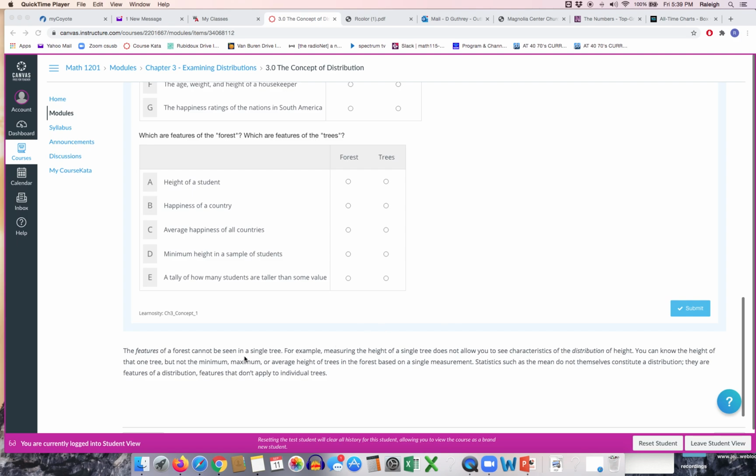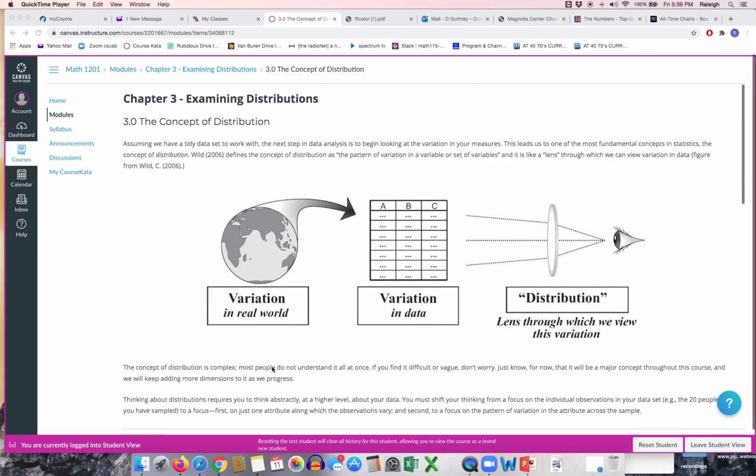So anyway, the features of a forest can't be seen in a single tree. But when you get to a forest, there are several values put together. That's a whole different thing. You could check it out once you get enough measurements. But statistics such as the mean do not themselves constitute a distribution. That isn't really enough. They're features of a distribution, and individual trees would not be susceptible to that. An average would only be an average, where the trees tend to go, like the average height of the tree. Most trees will not be the same as the average, but we want to look at the group versus the whole.